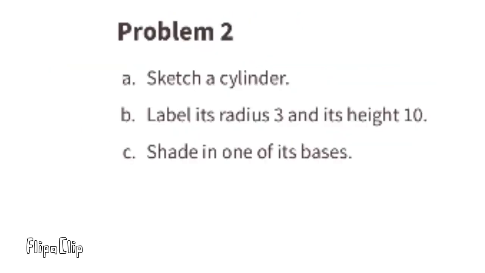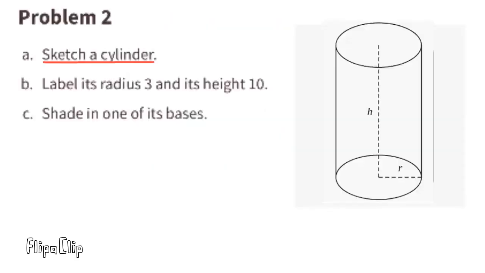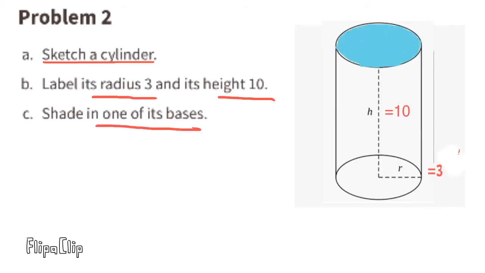Problem number 2. A. Sketch a cylinder. B. Label its radius 3 and its height 10. C. Shade in one of its bases.